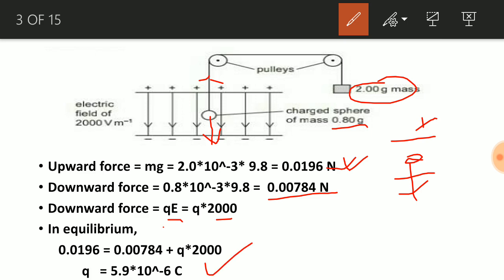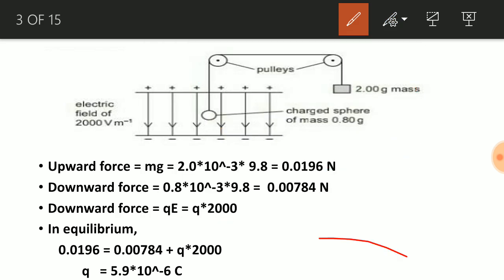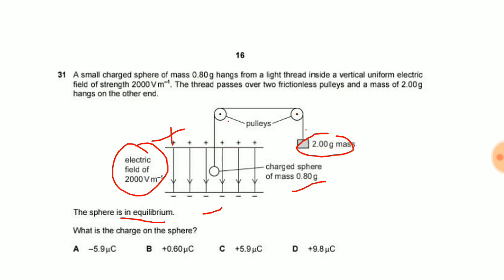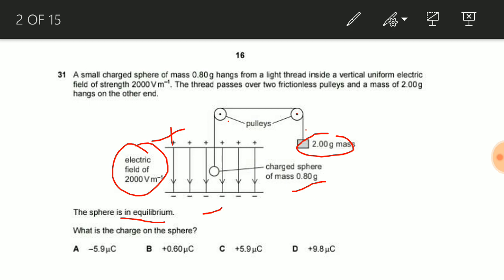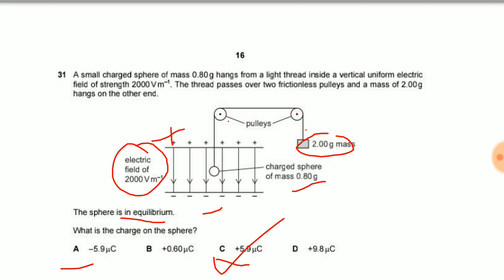Our magnitude of charge will be 5.9 into 10 to the power minus 6 coulomb. That is in our option choice C. 5.9 into 10 to the power minus 19 coulomb are in A and C, but the charge must be positive in order to be in equilibrium. Because of that, our option choice C is the correct answer for this question.